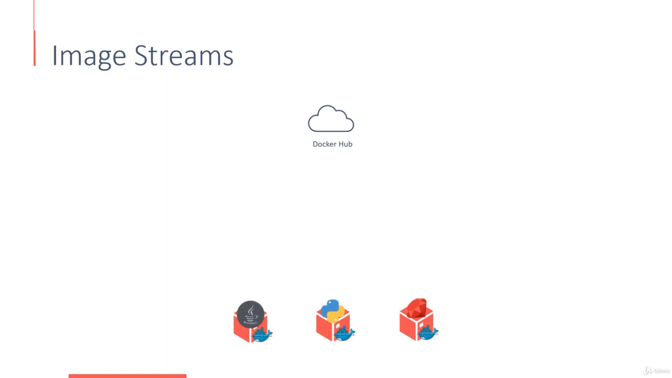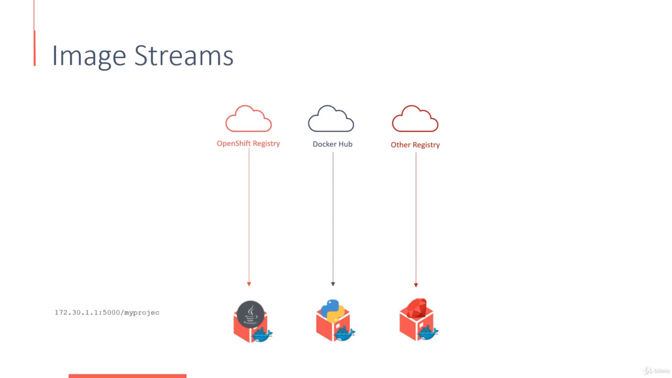For my Python image, I am good to go with the default Python image available on the public Docker Hub registry. However, for my Java image, I need to use a custom image placed in the internal Docker registry within the OpenShift environment. My Ruby image must come from some other private registry hosted within my organization. If this is my requirement, I would need to refer to these images in my build configuration using different naming schemes like this.